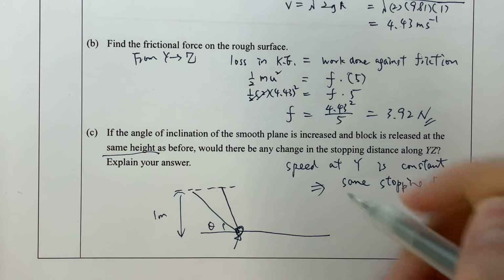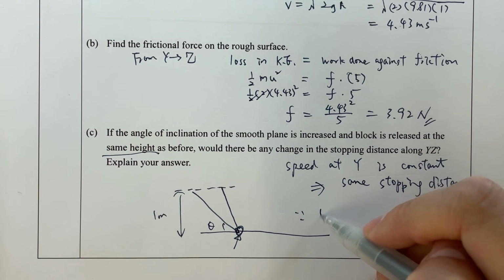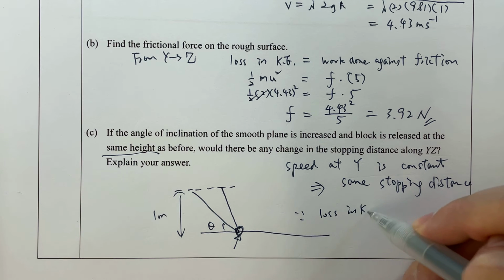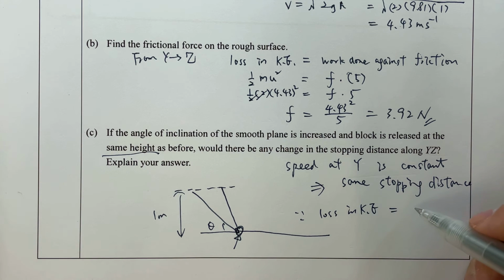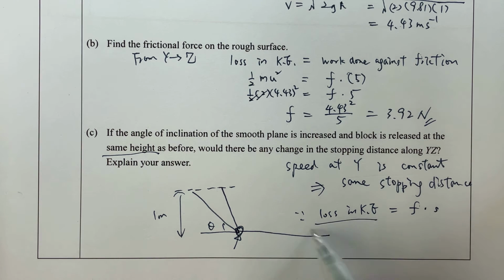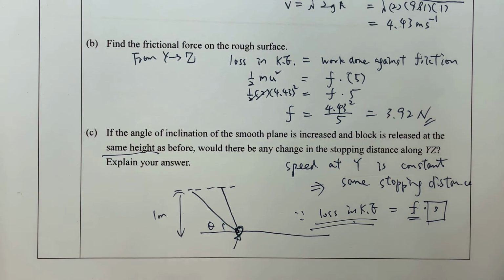Right? So the only reason is the loss in KE is equal to the friction times displacement. So now the loss in KE is the same, and the friction is still the same, right? So if these two terms are the same, the distance traveled on the plane with friction should also be the same. So that is the answer for the third part.